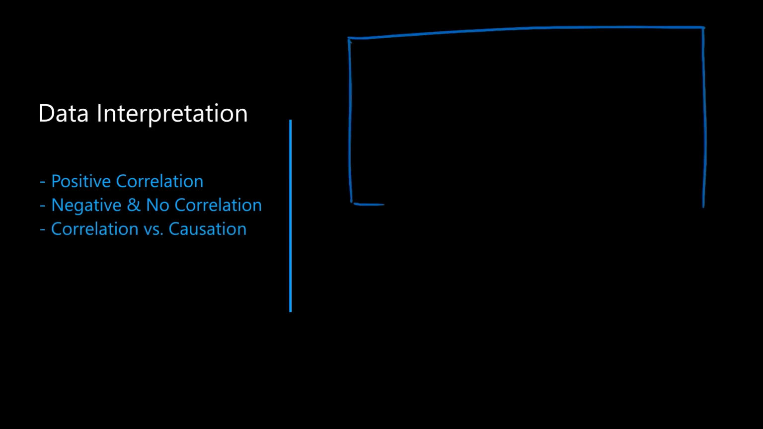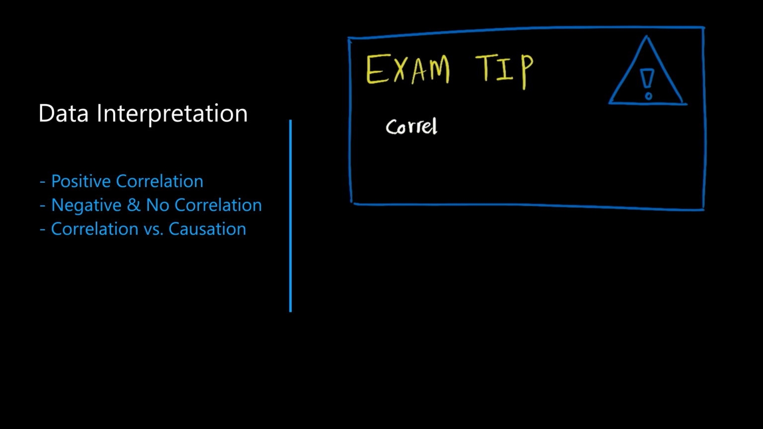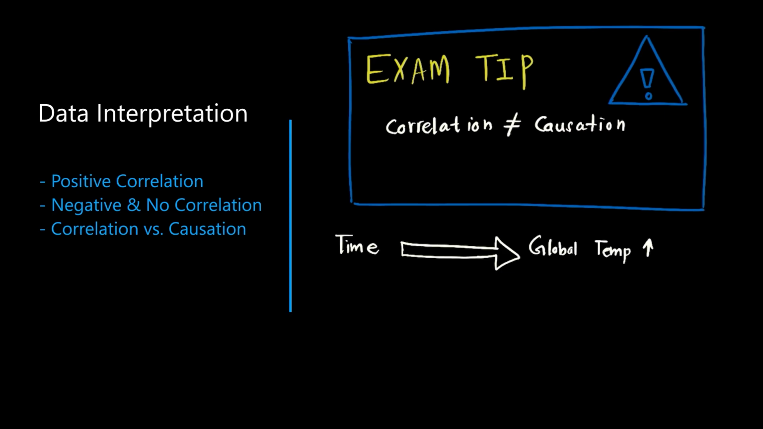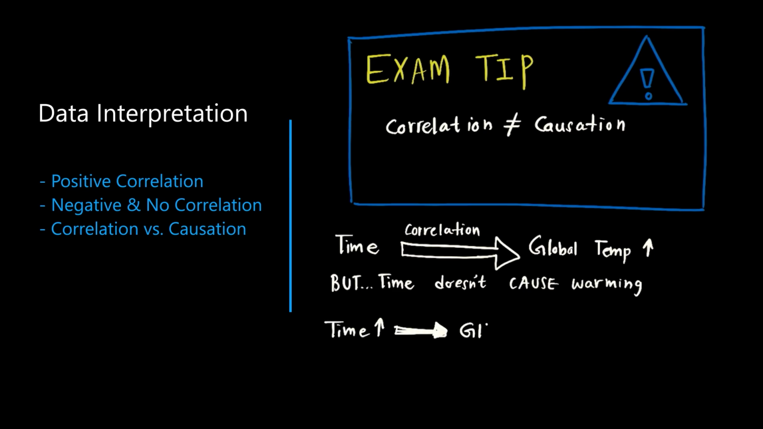One very important point for your C165 OA exam is to distinguish between correlation and causality. Just because two variables are correlated on a graph does not mean one causes the other. Time is often used as an independent variable. A graph might show that global temperatures have increased over time, a positive correlation.